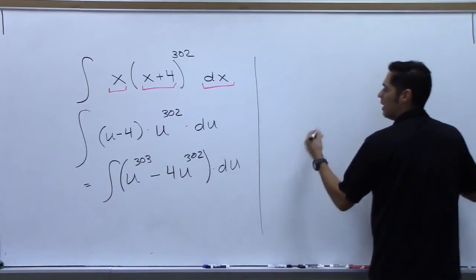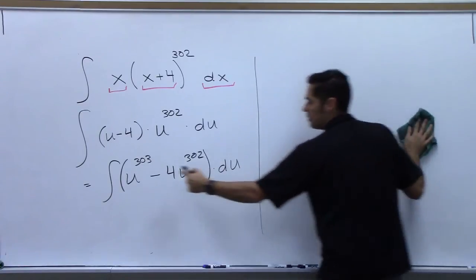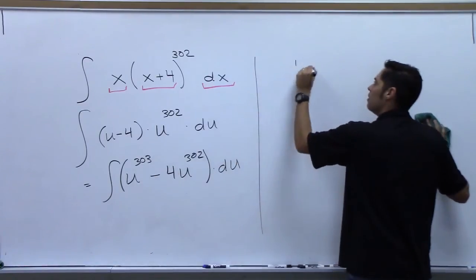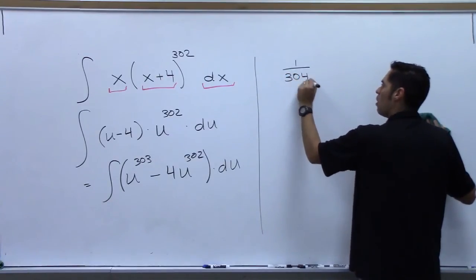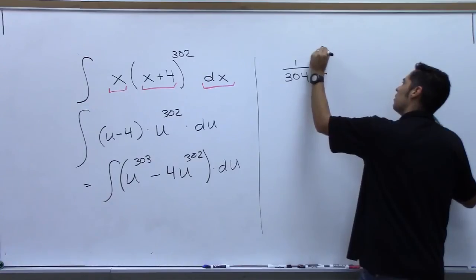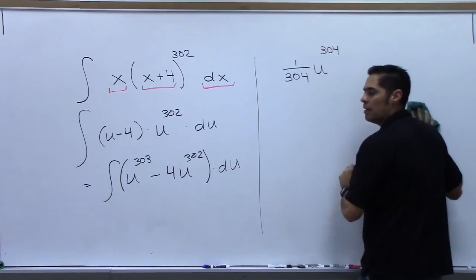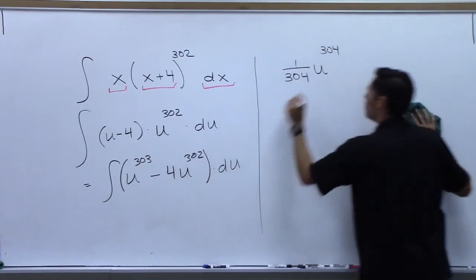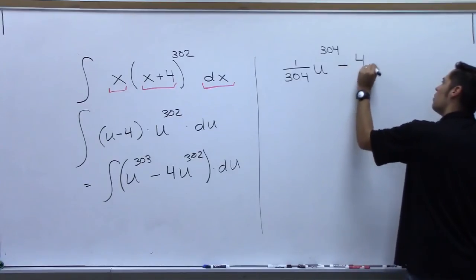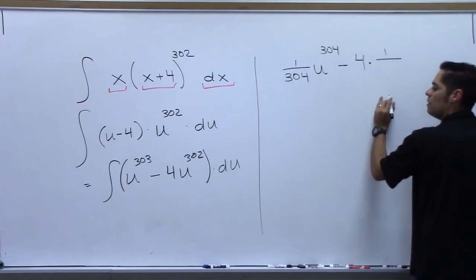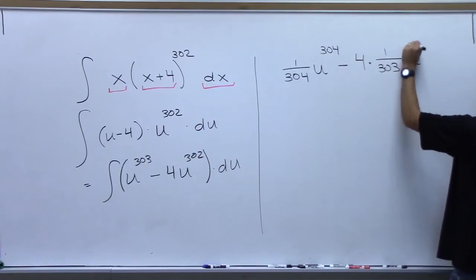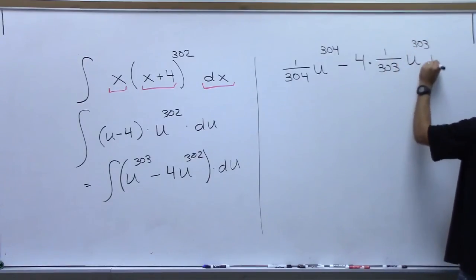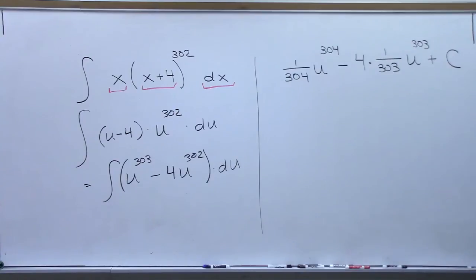So I'm going to continue here. Antiderivative now. The antiderivative of this, 1 over 304 u to the 304, right? Minus, the 4 is going to come along for the ride, 1 over 303 u to the 303 plus c.